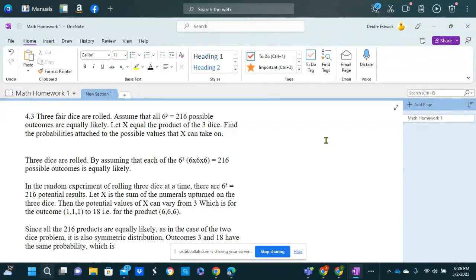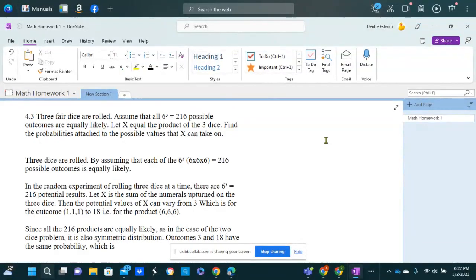3 dice are rolled, assuming that. So this is your solution, right? Yeah. Let me read your solution. Either random experiment. No, x is a product of the face values, isn't it? It's a sum.